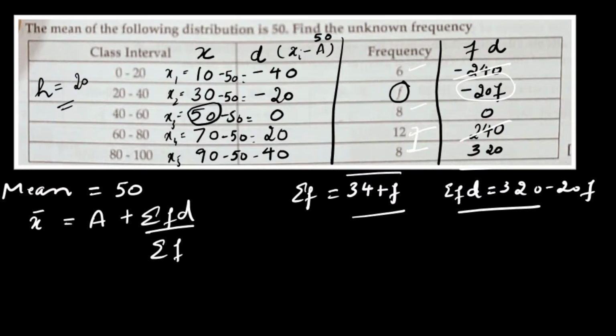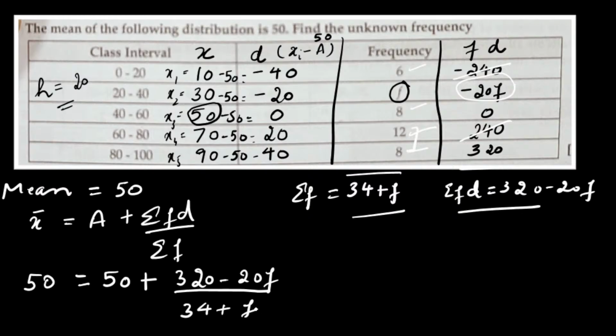Now we can just do substitutions. Here I have already written the formula. I am going to substitute the values now. The value of x bar, which means mean, is 50. It's given to us. Assumed mean also is 50, so the value of a is also 50. So 50 is equals to 50 plus sigma FD, which is 320 minus 20f, divided by sigma f, which is 34 plus f.